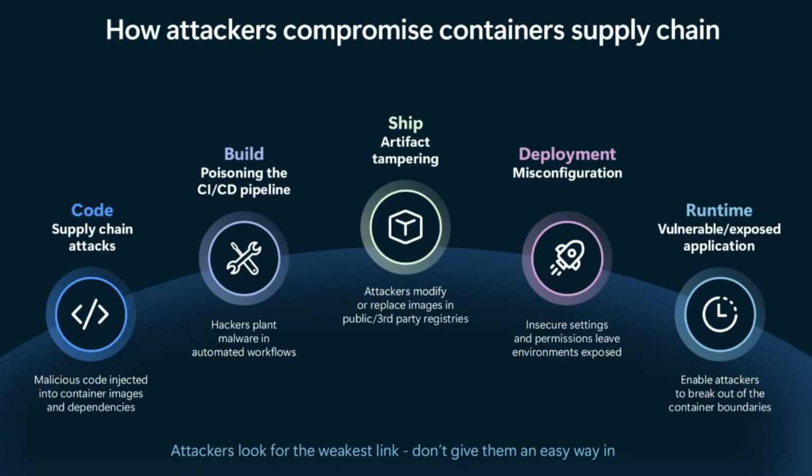And then, finally, during runtime, even well-built containers can become targets if the application itself is vulnerable or exposed. This is why scanning container images is not enough. You need to scan continuously and assess for security vulnerabilities in your application software artifacts. Attackers exploit the weakest link, so your container supply chain is only as strong as its most overlooked phase. Organizations must build security into every stage: code, build, ship, deploy, and runtime, to reduce the attack surface.